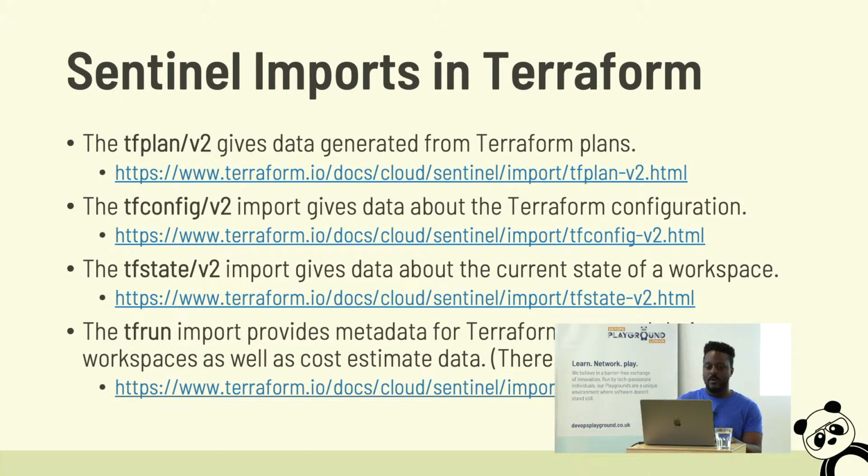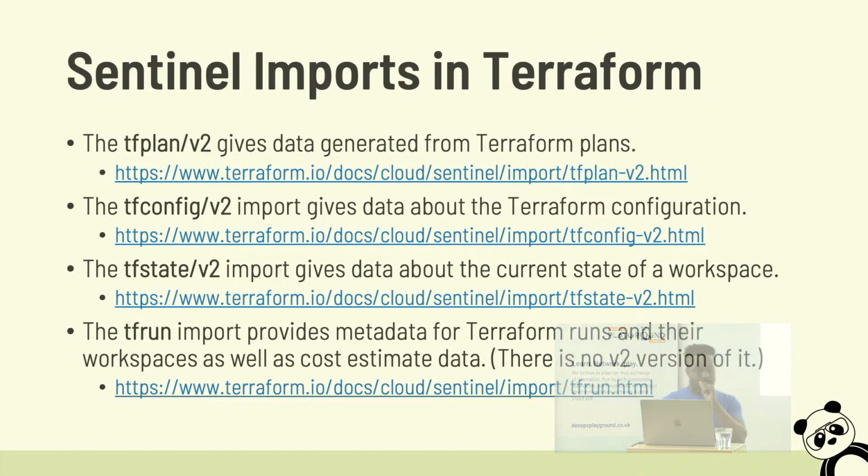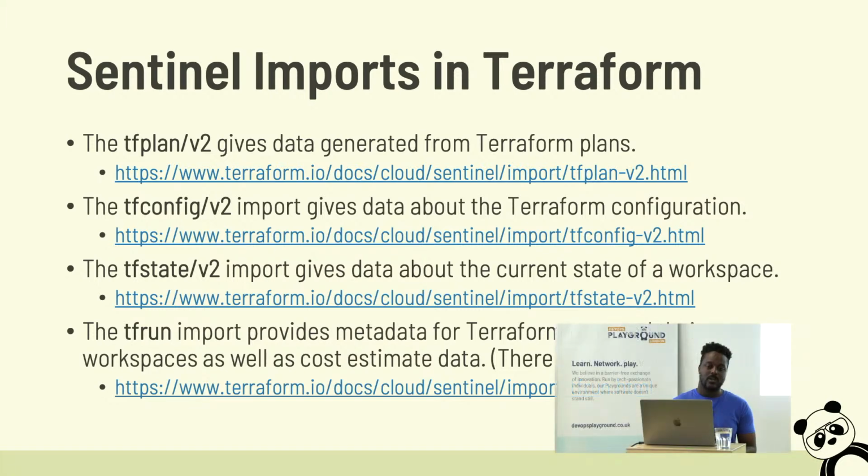And now we have Sentinel imports in Terraform. As you can see, we have the TF plan v2. This gives you data that were generated from Terraform plans. And then we also have the TF config v2, which is this input gives you data about the Terraform configuration. And then we also have the TF state v2. This gives you data about the current state of the workspace.